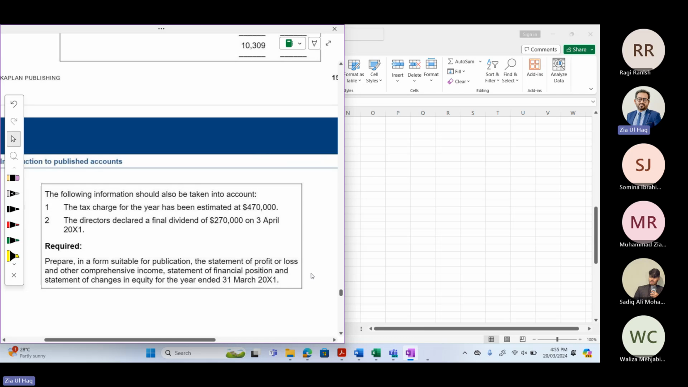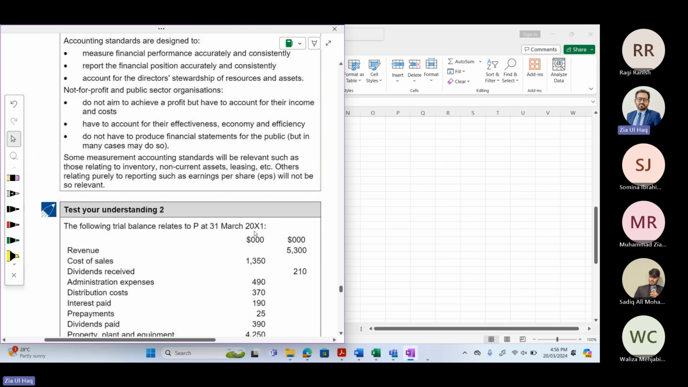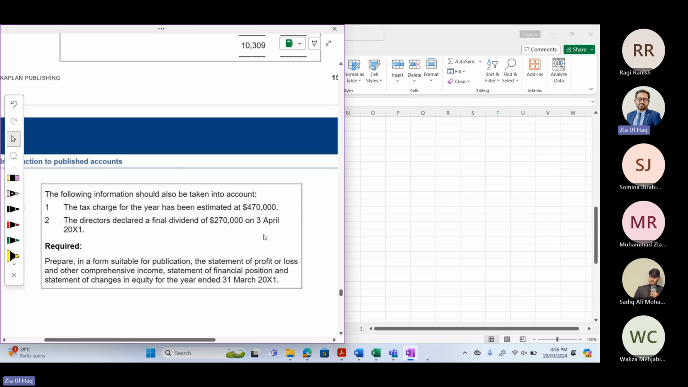And there are two adjustments only. The tax charge for the year has been estimated at 70,000. Tax figure is 470. And the directors declared a final dividend of 270 on 3rd April 20X1. What's the year end? 31st March 20X1. They declared a dividend of 270,000 after the year end. And a dividend declared we don't need to account for. A dividend paid we need to account for. And this dividend declared after the year end will have no impact on our financial statements. So we need to ignore this.